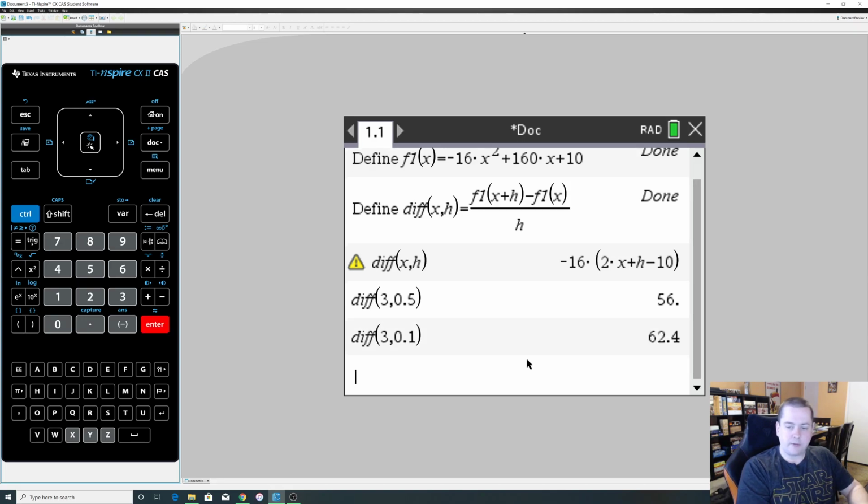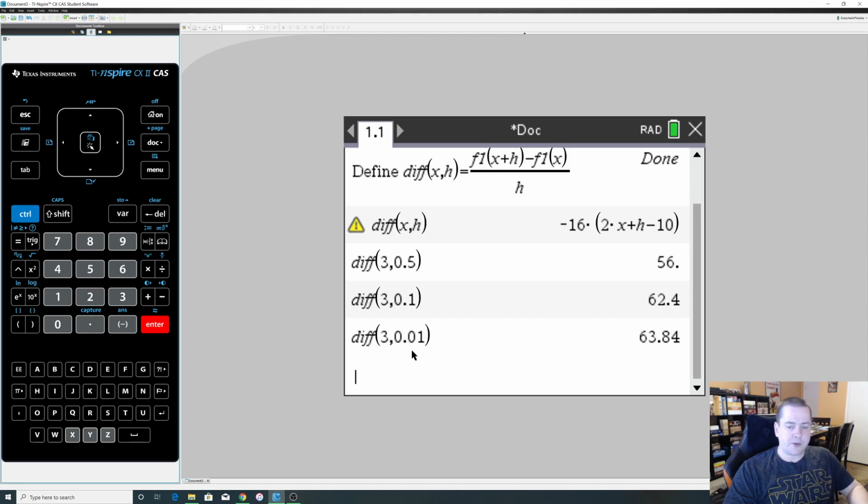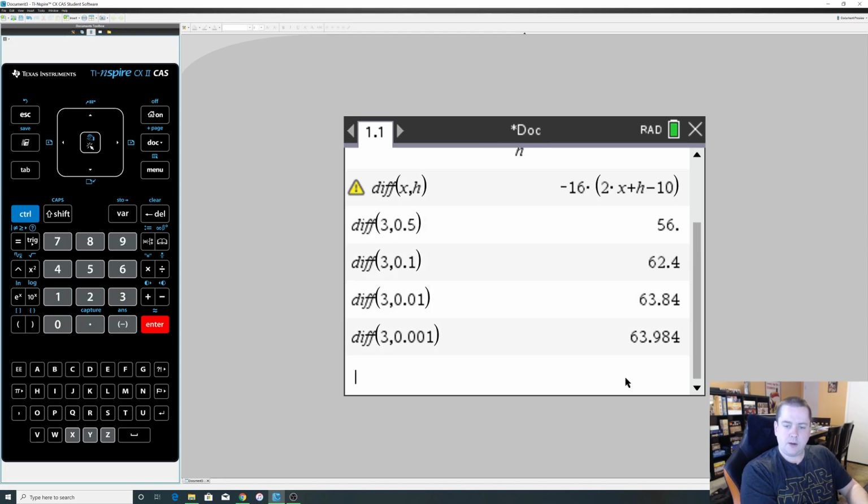If I shorten my time interval, I see that the average speed is 62.4 feet per second. So that's from 3 to 3.1 seconds. That's a pretty small time interval, but I can keep going. Over this interval of 1/100th of a second, so from 3 to 3.01 seconds, the average speed of the object was 63.84 feet per second. Now, if you've seen this before, you're starting to get suspicious and you see where this is going. Over this time interval of 1/1000th of a second, from 3 to 3.001 seconds, the average speed of the object is 63.9, very close to 64 feet per second.